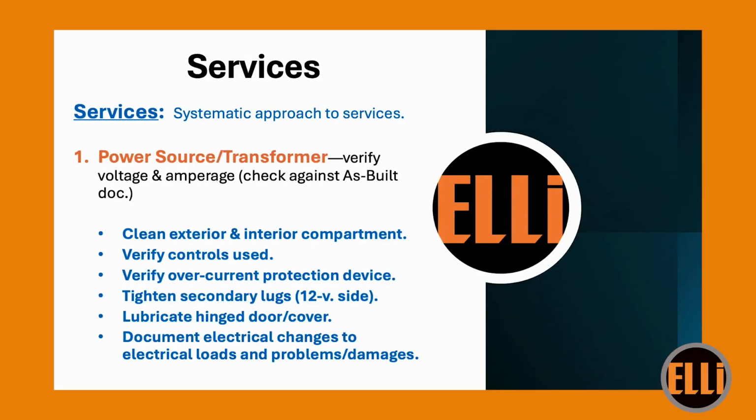You might want to lubricate the hinged cover or the door on the transformer, because those get gummed up a little bit. They stick, or dirt gets inside the hinges, and so it's just a good idea to lubricate that. And then the last thing that you want to do at the transformer location is to document any electrical changes. Remember, we talked about voltage and amperage. If they're different from the as-built plan, I'm assuming that you're documenting this during the installation.